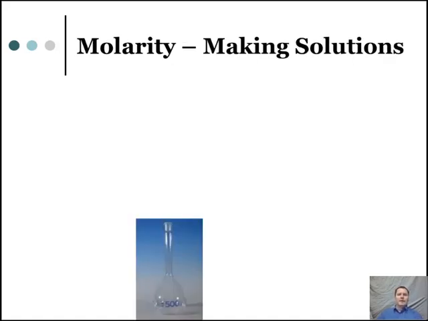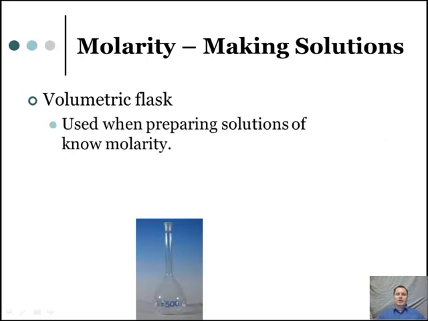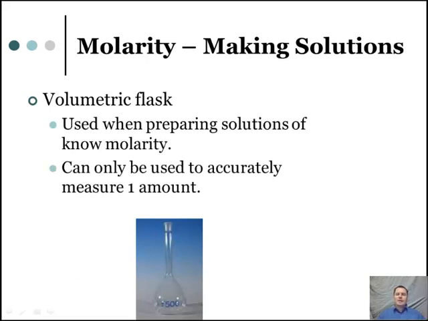So how do we make these? Well, we make them very specifically. There's a special order we do things in to make sure we get it right. And the first thing we need to get is a volumetric flask. Remember these? We saw these at the beginning of the year. Remember, the special thing about a volumetric flask is that it can accurately measure 1 amount, and that amount will be written on here.